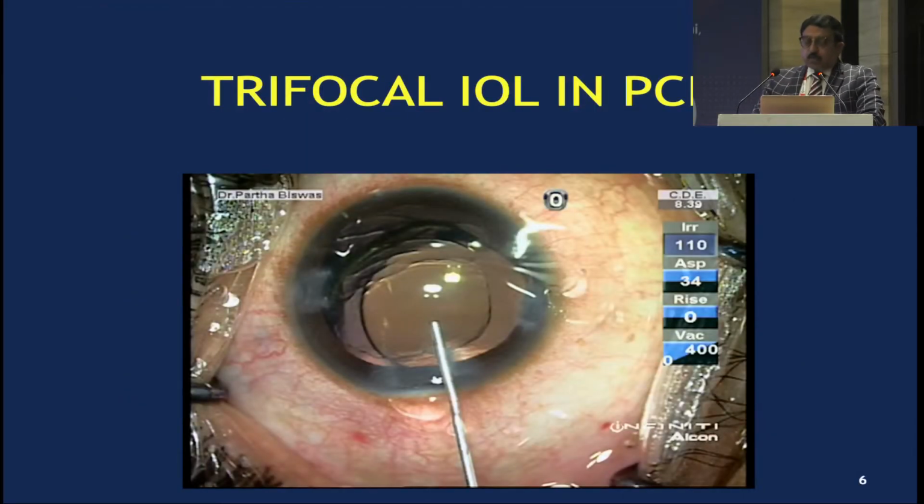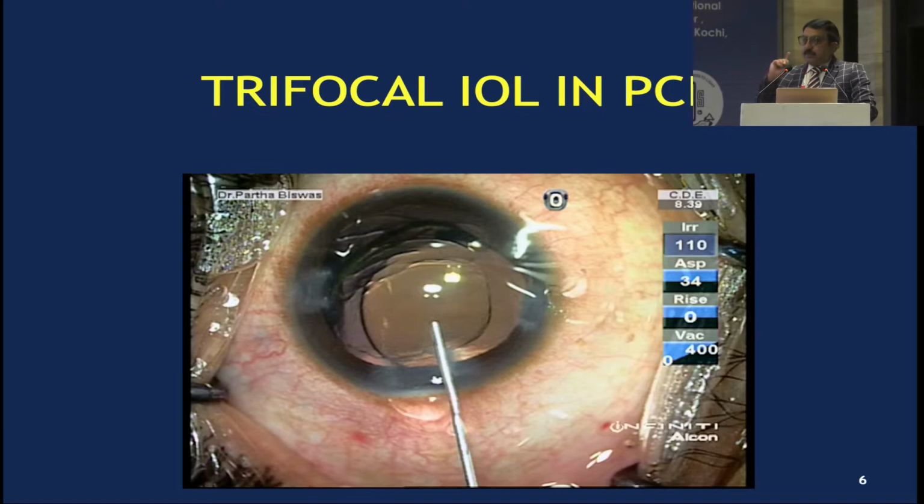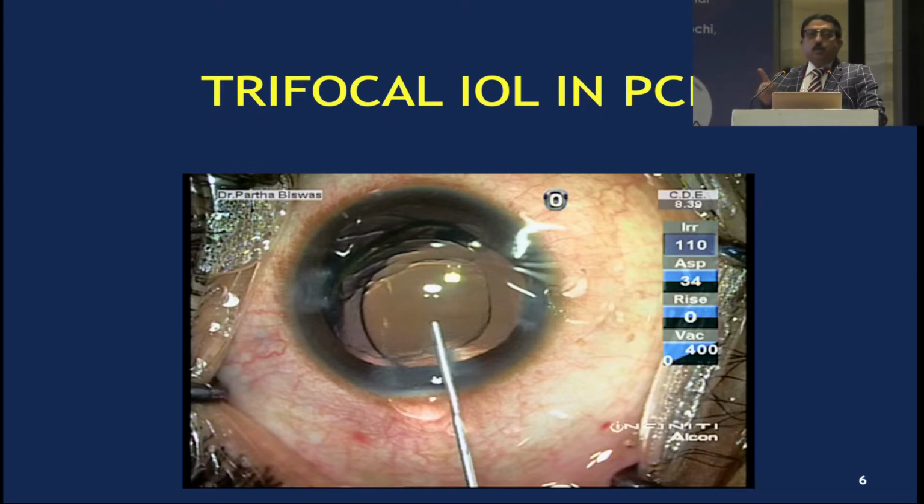Now, a very controversial topic, and I'm going to dwell on this topic: trifocal IOL in PCR. Yes or no? Maybe have a quick show of hands. Trifocal IOL in a PCR, yes or no? Would you or would you not? Okay, yes. So the answer is yes, and the answer is no as well.